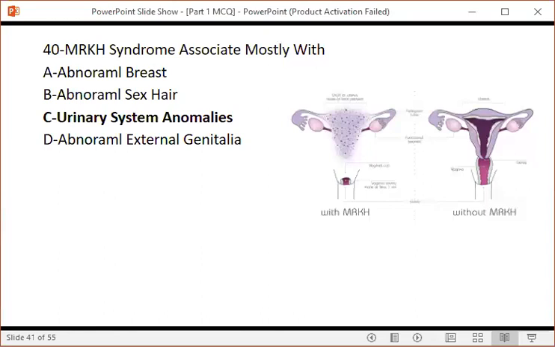Mayer-Rokitansky-Küster-Hauser syndrome is associated mostly with abnormal breast, abnormal sex hair, urinary system abnormalities, or abnormal external genitalia. The answer here is urinary system anomalies. تمام؟ طيب. In general, in MRKH syndrome, the vagina is absent or very short. مثل ما احنا شايفين في الصورة هذه. تمام. The uterus is very small or missing, also, أو ممكن يكون rudimentary, فعلا ممكن يكون تلاحظ إنه صغير أو مختفي أو whatever it is. تمام.